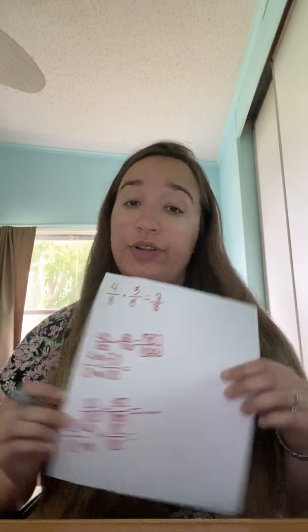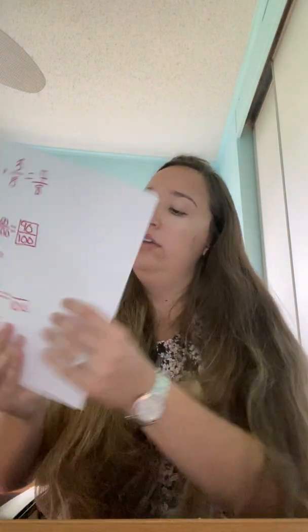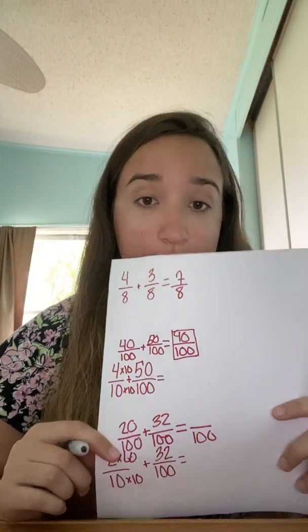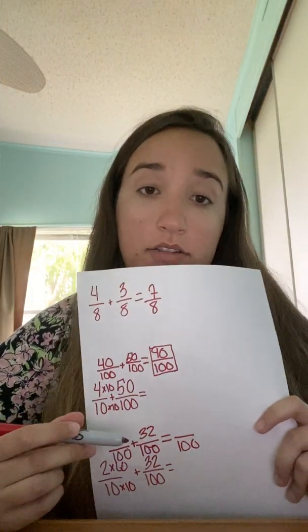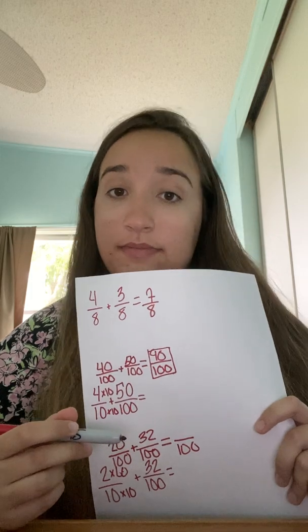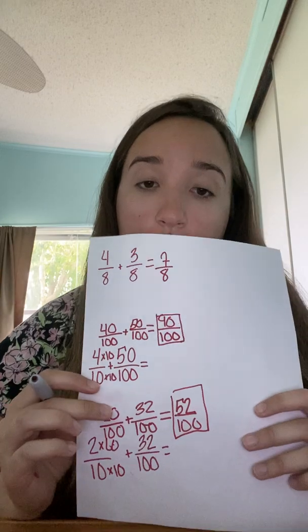So what is our denominator? We should all know that one. That's right, it's 100, okay? So we're just going to move our denominator over. So what is our numerator? What's 20 plus 32? Any ideas? That's right, it's 52. So our new numerator is 52. So our total answer here is 52 over 100.